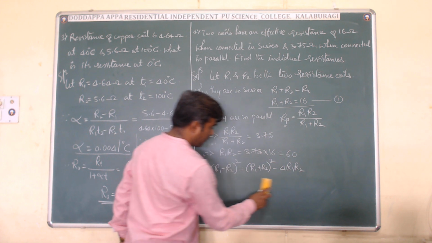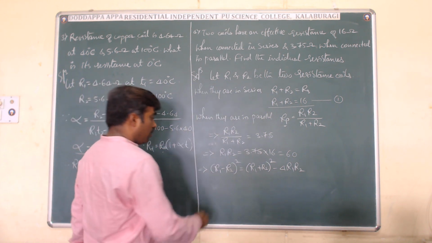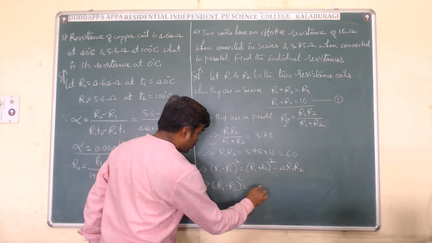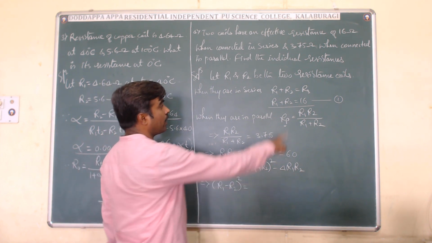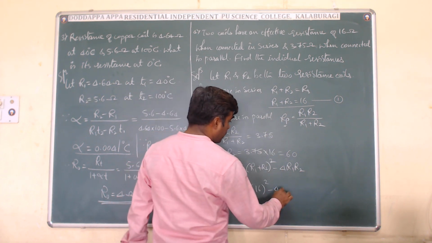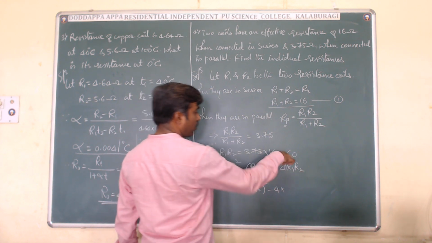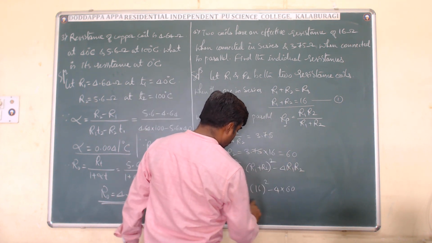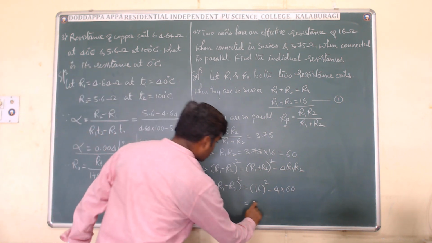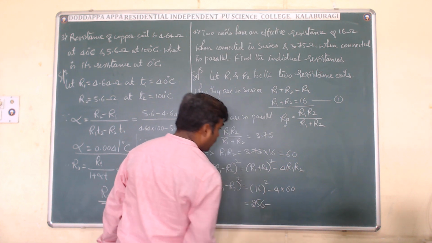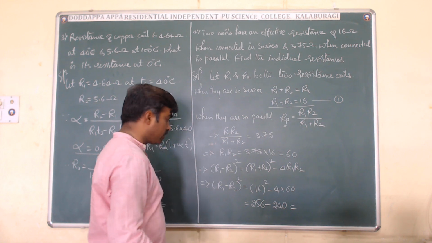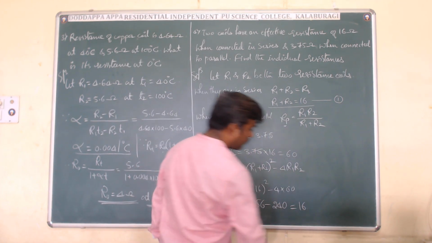Hence now we can substitute the values. R1 minus R2 whole square is equal to R1 plus R2, which we have as 16, whole square, minus 4 times R1 into R2, which we have as 60. So 16 times 16 is 256, minus 240, and the total left is 16.